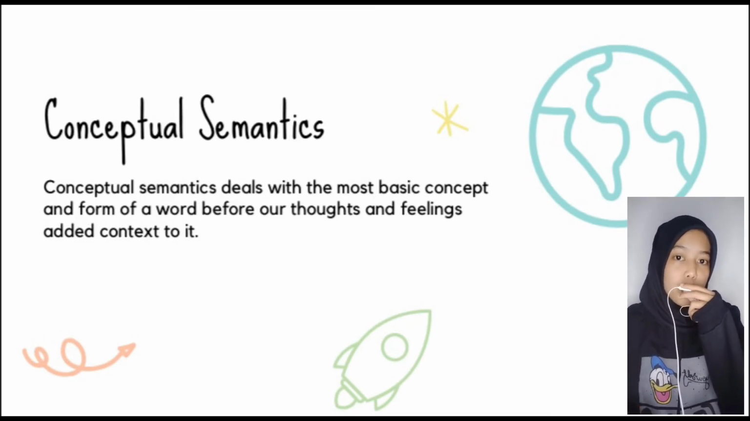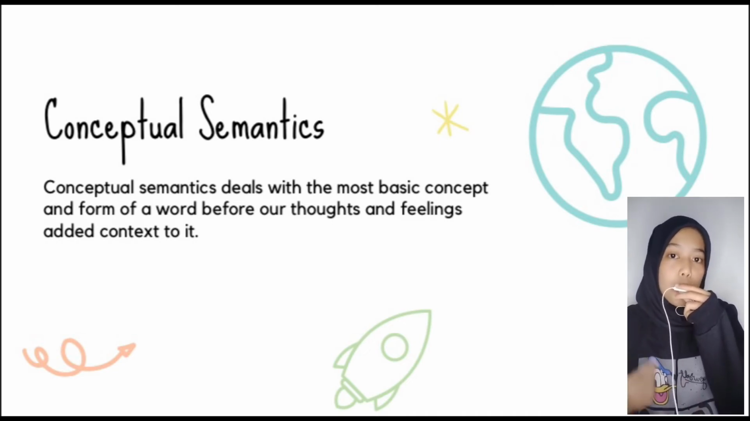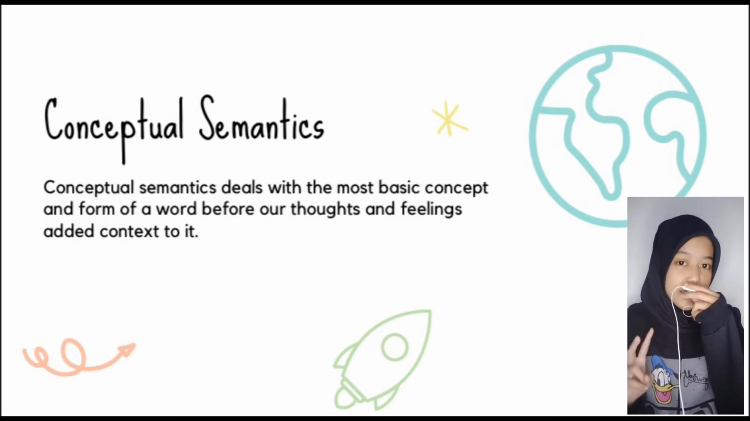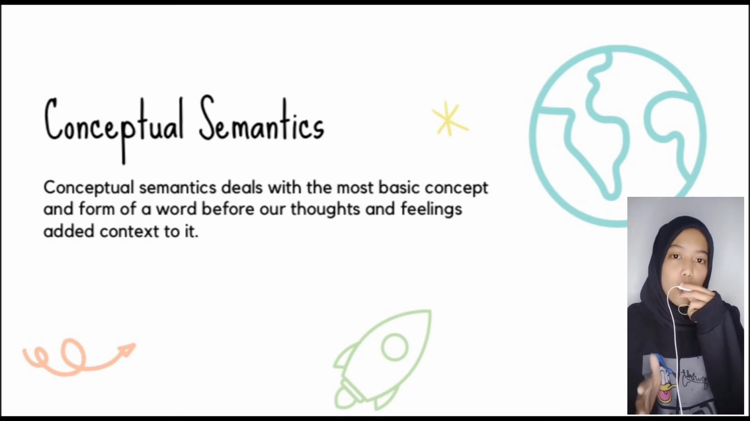Next is conceptual semantics. Conceptual semantics deals with the most basic concept and form of a word before our thoughts and feelings add context to it. For example, at its most basic, we know a cougar to be a large wild cat, but the word cougar has also come to indicate an older woman who is dating a younger man. This is where context is important. Conceptual semantics opens the door to a conversation on connotation and denotation.